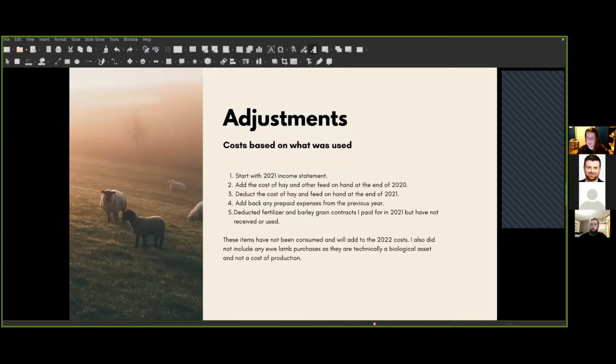Yeah, and it's essentially, I was focusing on costs that were consumed in 2021. So there were some minor adjustments. Again, mainly just hay purchases, feed purchases, and then fertilizer and prepaid grain contracts that were adjusted for. And that gave me essentially my total cost for the year.